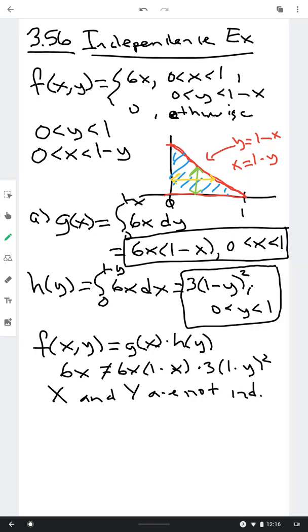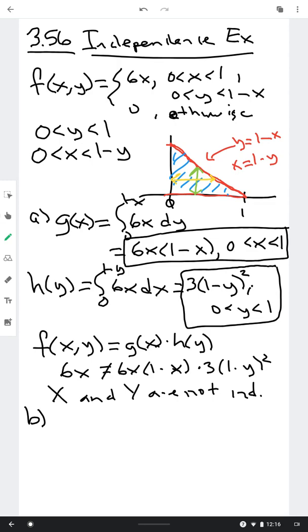Not independent. And then B says this. Well, before I go to B, you say, well, Dr. West, you show us two examples where they're not independent. Are we going to ever see an example where they are independent? And the answer is yes, we will. We're going to look at one of those after this example.